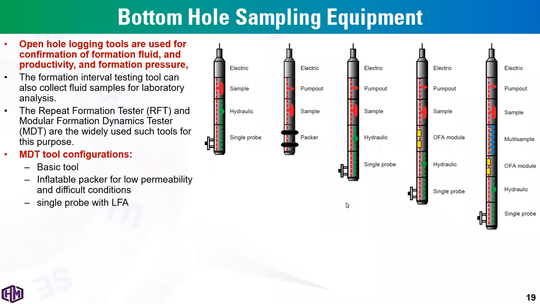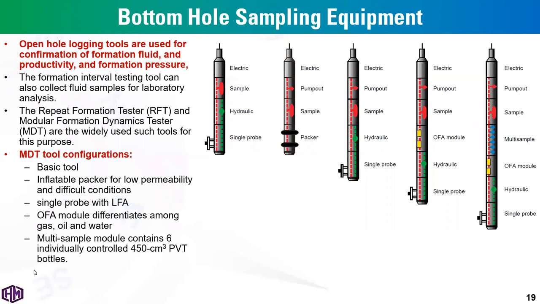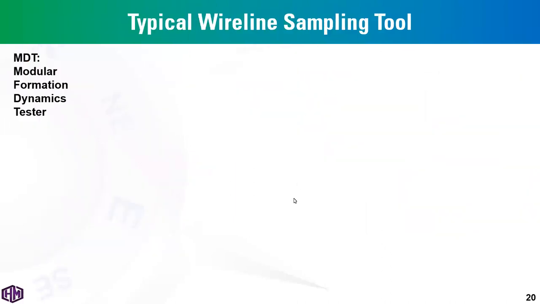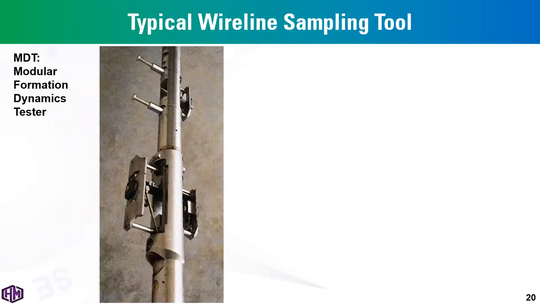Another important component of the tool is the probe or fluid analyzer, like the LFA, or Live Fluid Analyzer, and other versions like the OFA, or Optical Fluid Analyzer, for fluid characterization while pumping. The next important part is the multi-sample module to collect reservoir fluid samples. So this is the wireline MDT sampling tool.